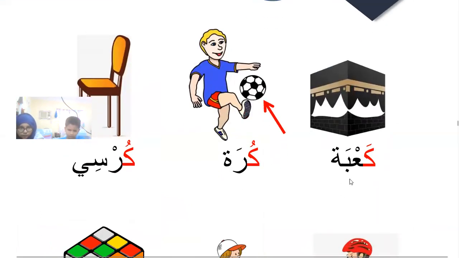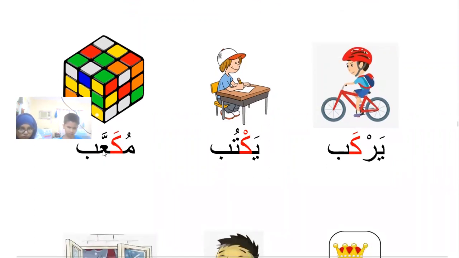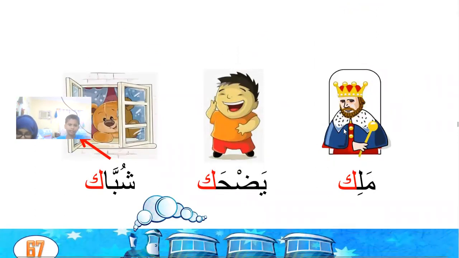Yes. Kaaba means Kaaba. Kura means football, just ball, only ball. Kursi means chair. Yarkabu, he's riding. Yaktubu, he's writing. Mukaab means Rubik's cube. Malik, king. Yadhaku, he's laughing.